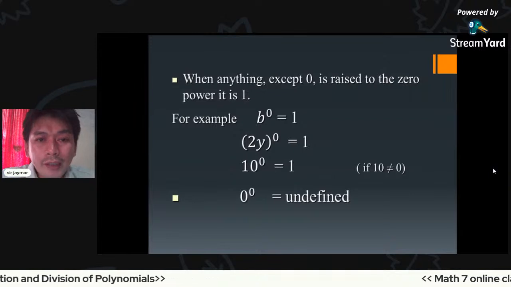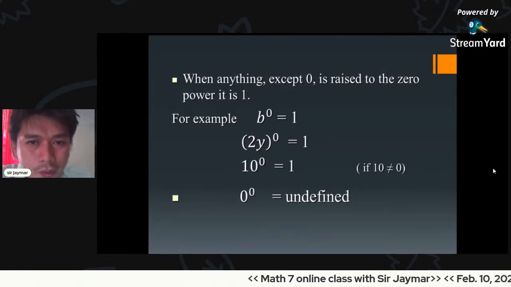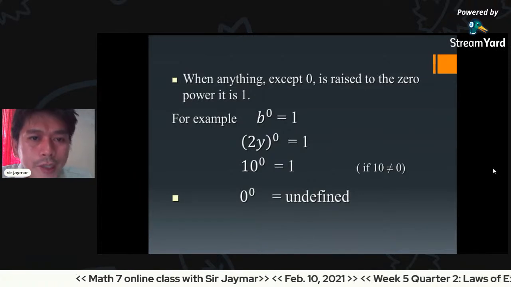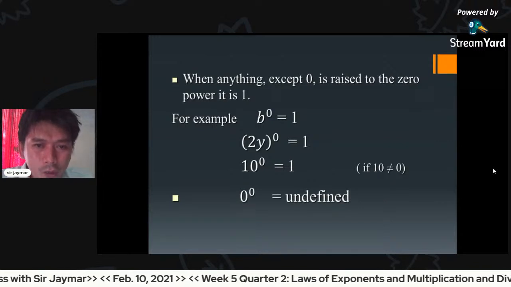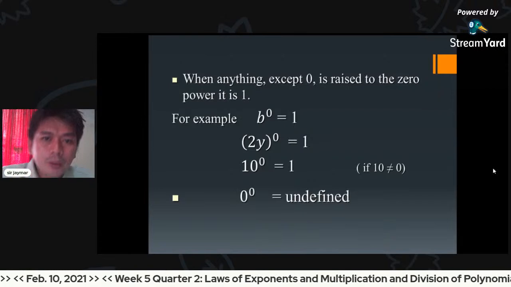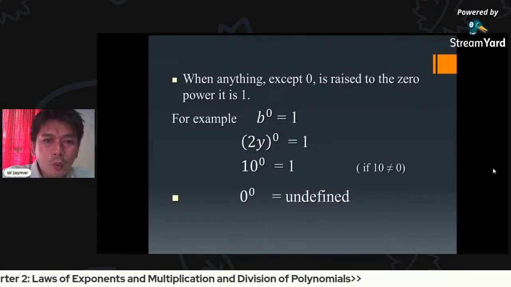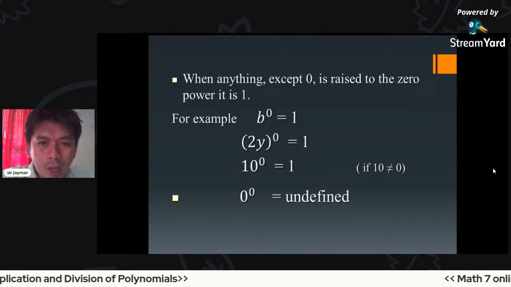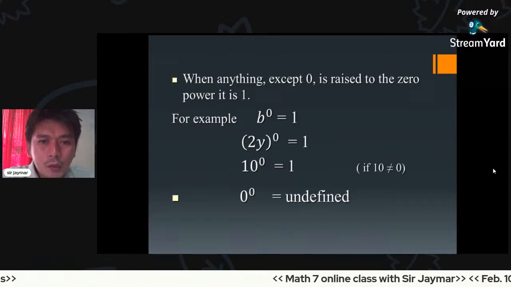So when anything except 0 is raised to the 0 power, that is 1. For example, b raised to 0 is 1. Then 2y raised to 0 equals 1. So 2y is your base, then raised to 0, that is equivalent to 1. Then problem number 3, 10 raised to 0, that is equivalent to 1.